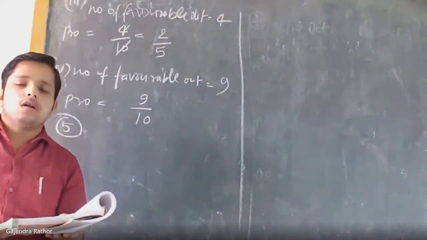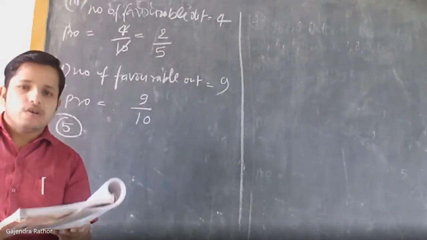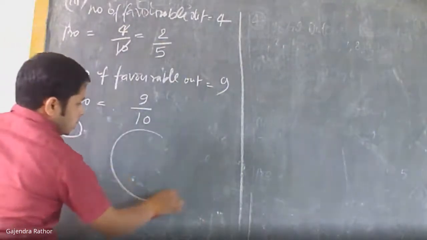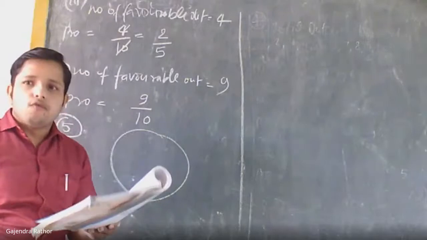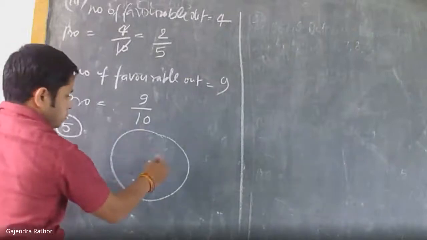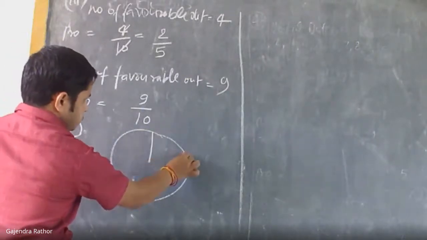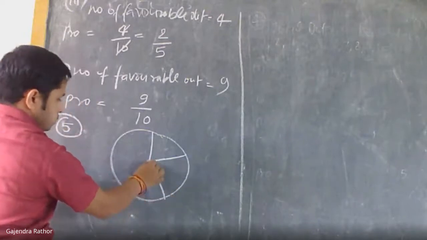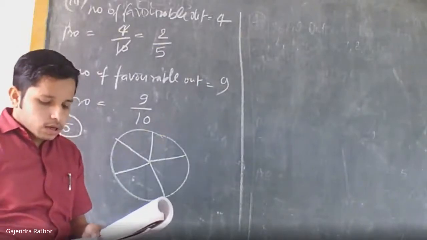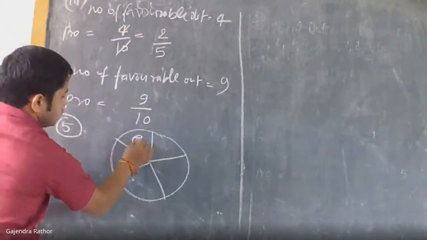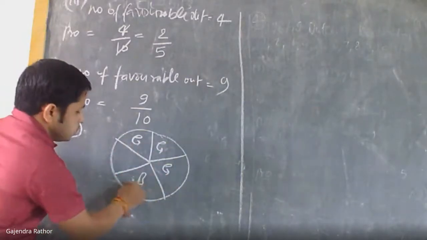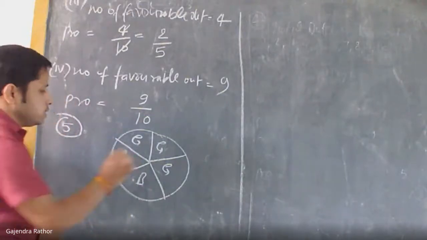To understand this question very easily, first we should draw the figure. There is a spinning wheel, so I draw the spinning wheel. There are a total of 5 sectors, so divide this wheel into 5 sectors: 1, 2, 3, 4 and 5. Now 3 green sectors, so G for green, 1, 2, 3, and 1 blue. This is blue, and 1 red. This is red.